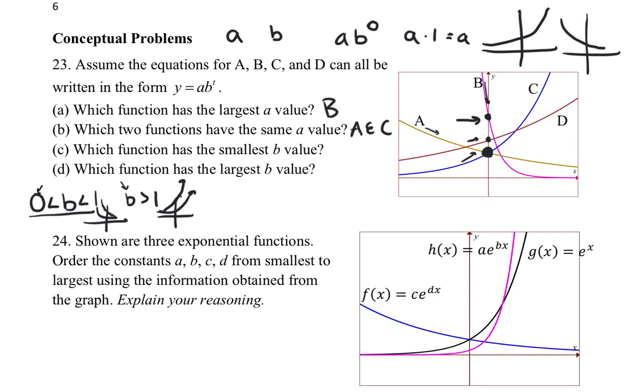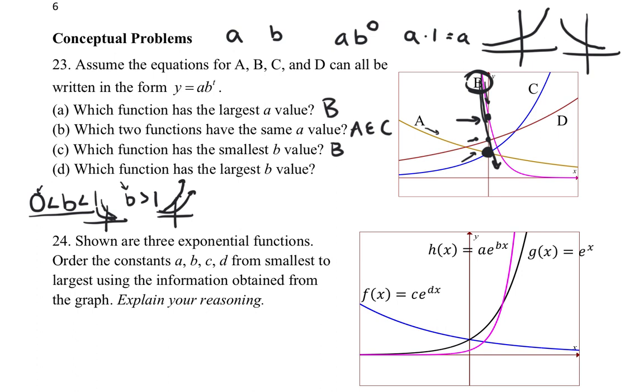So that means if we have a decaying function that's decaying very rapidly, like I see in B here, where our line is almost vertically straight down, then I know that my B value is very close to 0, which is going to be the smallest value of B that I can find. So this is going to be B again.